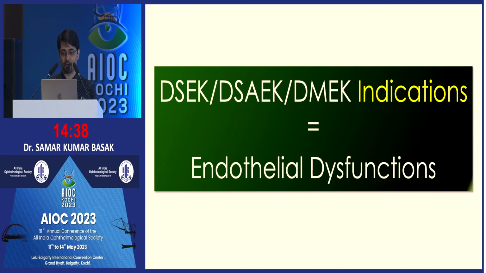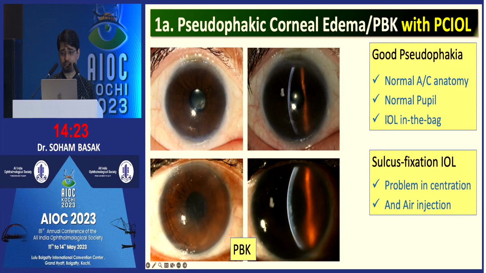So simply put, for any endothelial dysfunction, DMEK can be an indication, the same as DSEK and DSAEK. However, there are minor things that you have to keep in mind. One of the best criteria for starting is a PBK with a good anterior chamber anatomy. If there is a sulcus fixation IOL, there might be a problem in centering the graft and also retaining the air tamponade.